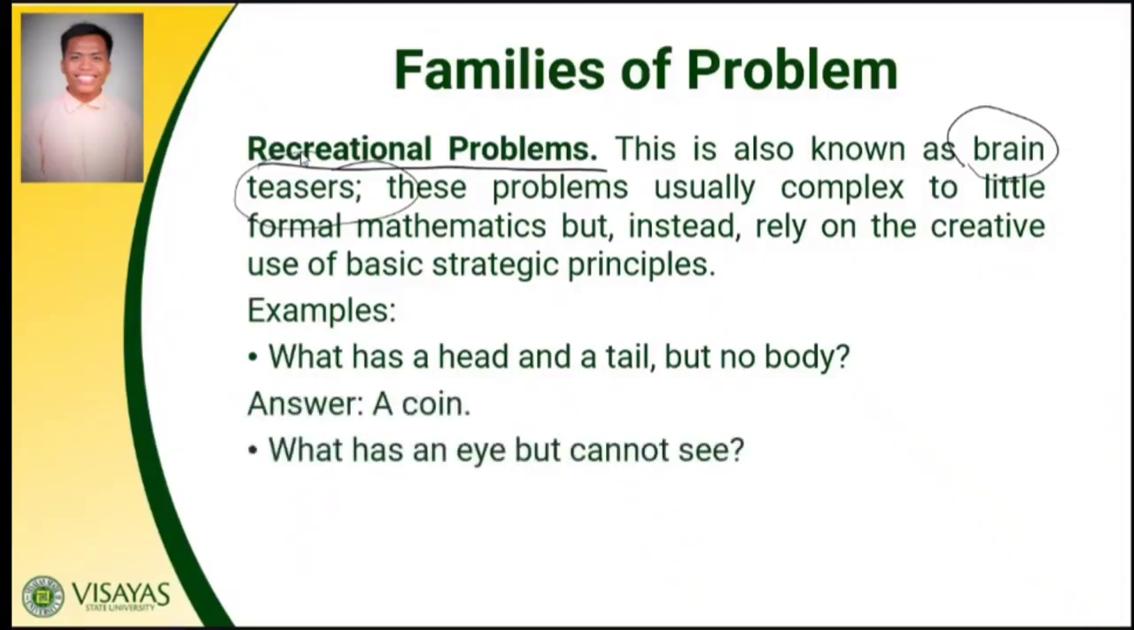Another one. What has an eye but cannot see? Needle, sir. Needle, or sometimes pwede tawagin ng pineapple. Diba? A pineapple has many eyes, or has an eye but it cannot see. So these are examples of recreational problems. From the word recreation, murag lingaw-lingaw. Brain teasers. Trivia questions.